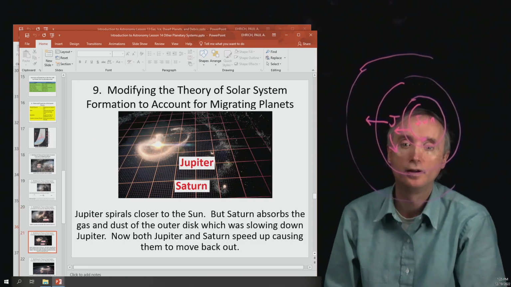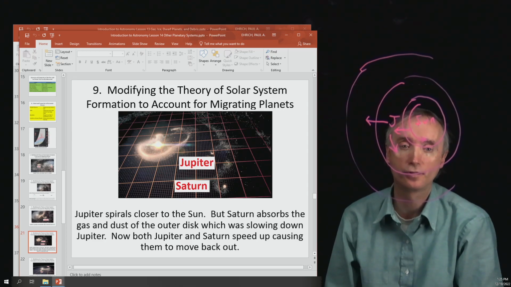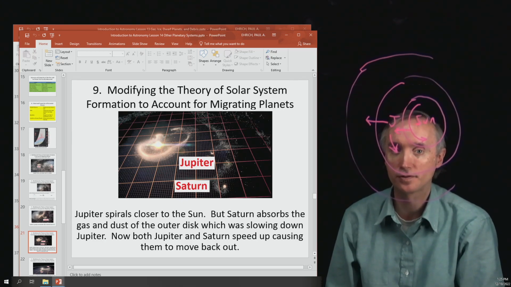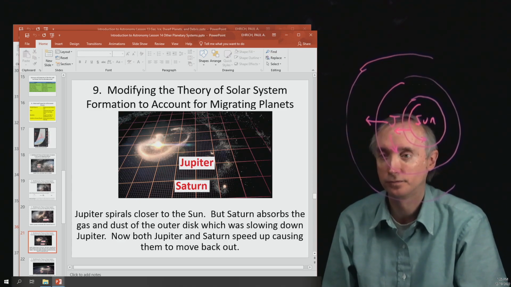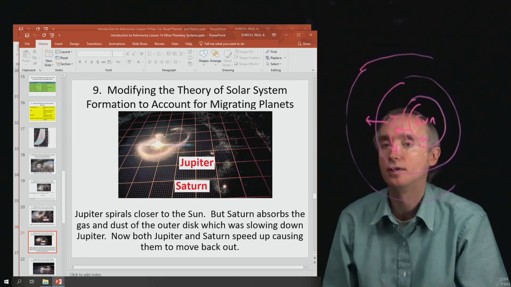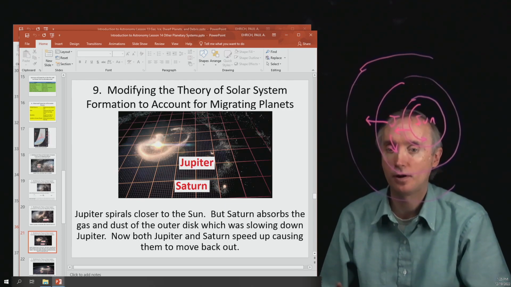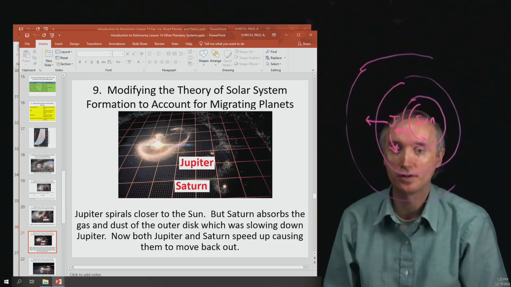And the same thing for Uranus and Neptune. They also moved further out into the solar system. So this would make for a good essay question. I understand that this is pretty complex, but just try to get as many parts of this explanation into your essay answer as you can.